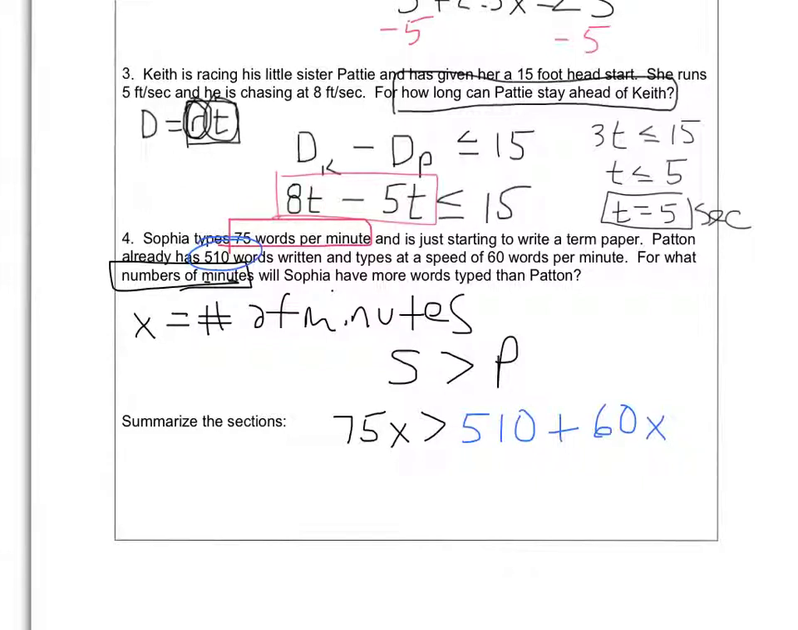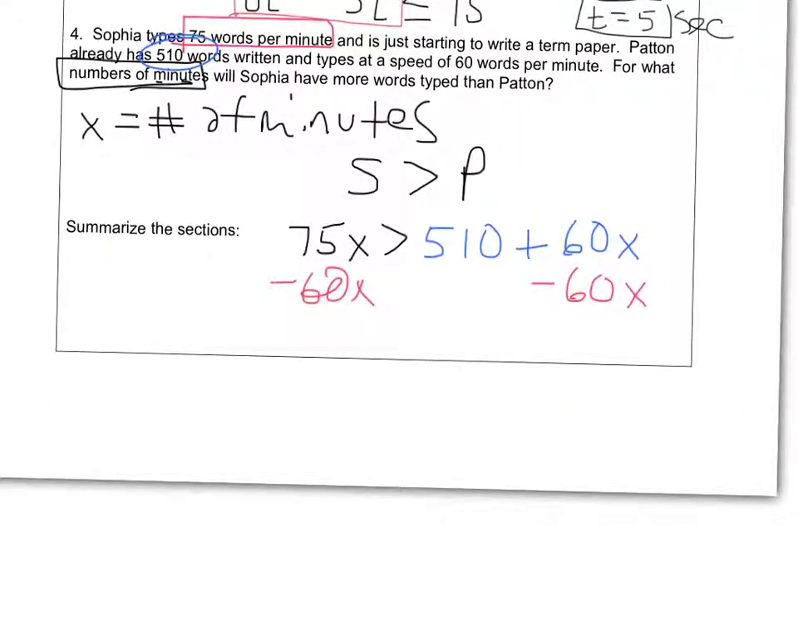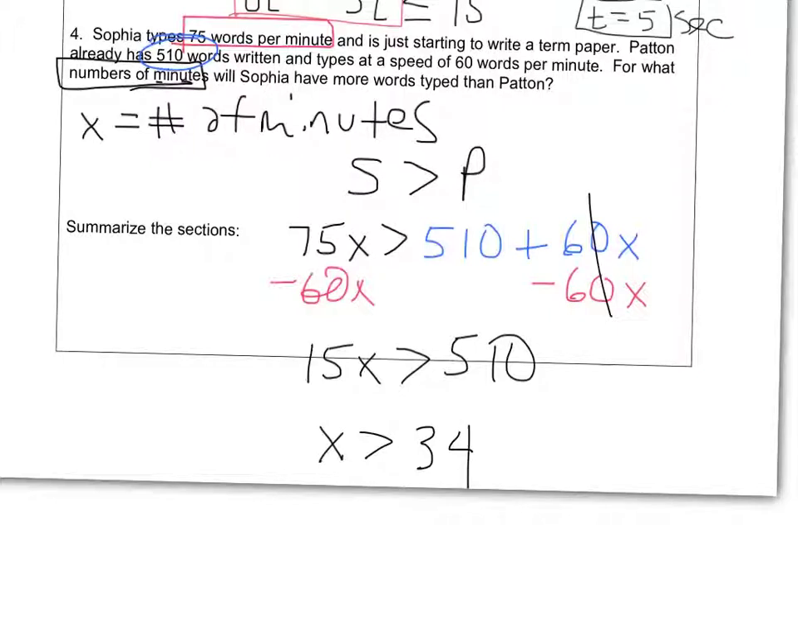Now we go ahead and solve the equation. First we subtract 60x, because we want to get the x's all on one side. Since the 75x is by itself, we move the other term over. So when we subtract that over, we get 15x greater than, those cancel, 510. When we divide, we get x greater than 34. So for what number of minutes will Sophia have more words typed? For more than the first 34 minutes.